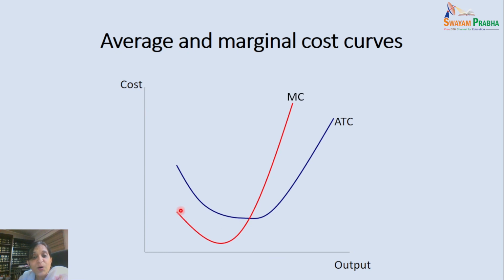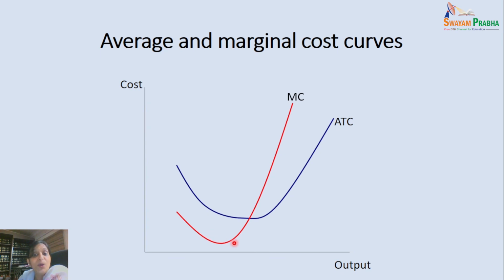See, marginal cost is taking into account change in only one unit, whereas average cost is taking, how do we get average cost? It is total cost divided by the total quantity produced. So it's an average of whatever we are producing. So the rate of change of marginal cost is faster because it is taking into consideration only change in one unit.